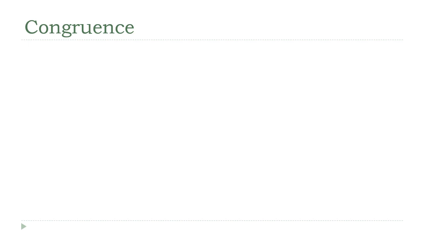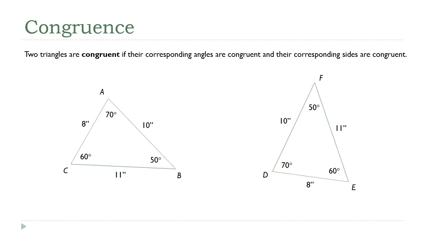We can do something similar when we're looking at two triangles. We're going to say that two triangles are congruent if and only if their corresponding sides are congruent and their corresponding angles are congruent. Now, in this context, we get to figure out what the correspondence is. So, to see what I'm talking about, take a look at these two triangles.